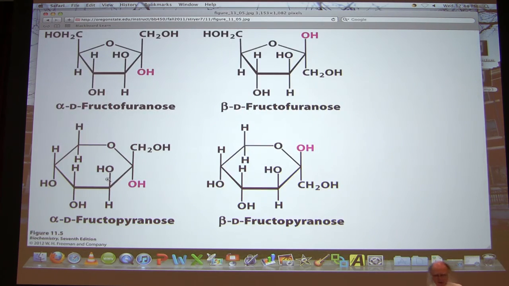Since I've shown it, I'll tell you, okay? I'm going to show it to you. You're not responsible for what's here. This is simply showing you that, yes, these guys can make 6-membered rings, just like glucose can make 6-membered rings. It's not the most common form we find fructose in, and I think it just adds another level of memorization that you don't really need, okay? So we're not going to worry about the 6-membered rings of fructose.